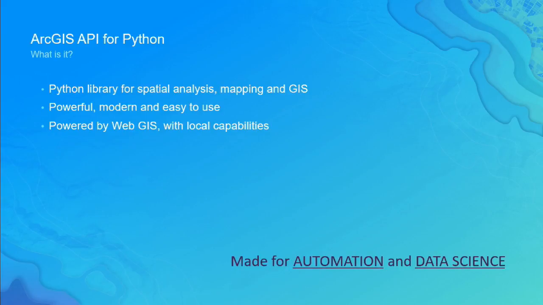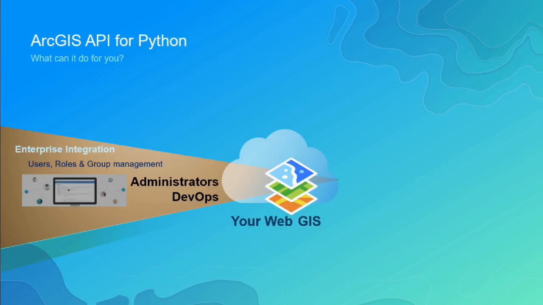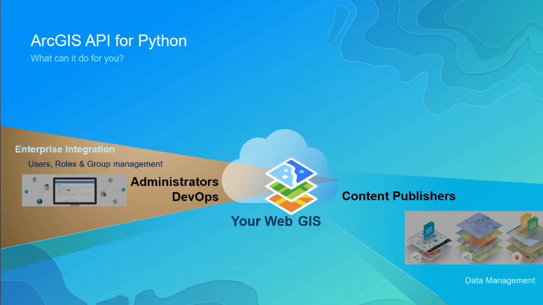The two key areas where you'll find it useful are automation and data science. We'll see some examples of that. Who did we build it for? If you're an administrator or a DevOps person, you want to set up your Web GIS, create users, manage their roles, manage groups. If you want to manage the content, you might be a content publisher. You want to publish content as layers, publish web maps, fix broken links, fix the items, update features. You can do content management with this API.